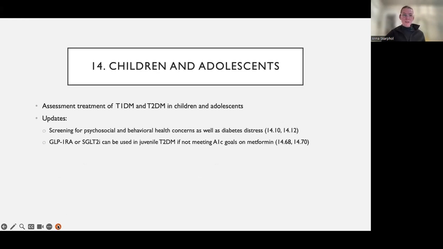Section 14 talks a lot about diabetes treatment in children and adolescents, and the importance of assessing their treatment, making sure it's appropriate, screening for psychosocial and behavioral health concerns, as well as diabetes distress. Something I thought was interesting, and so I tied in here, was that GLP-1s or SGLT2s can be used in juvenile type 2 diabetes if they don't meet their A1C goals on metformin. Metformin is going to be first line for them, but those agents can be added on, just like in adults.